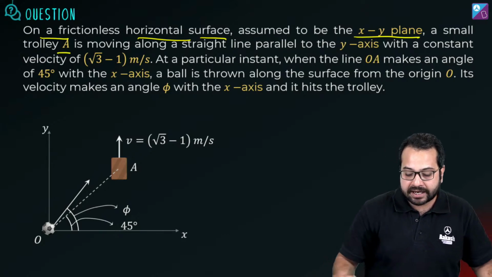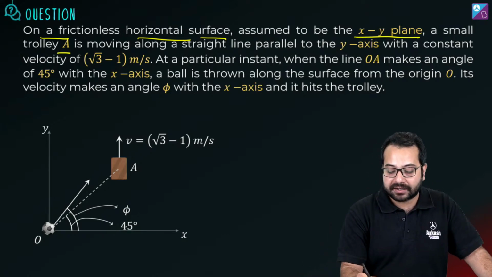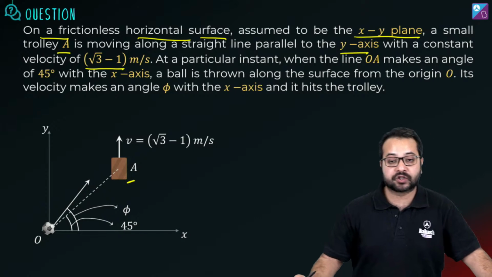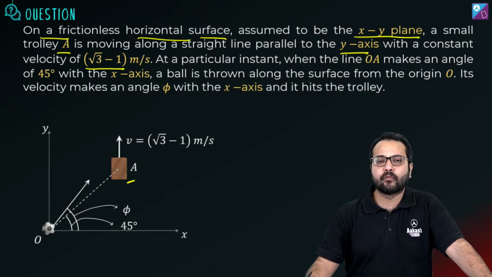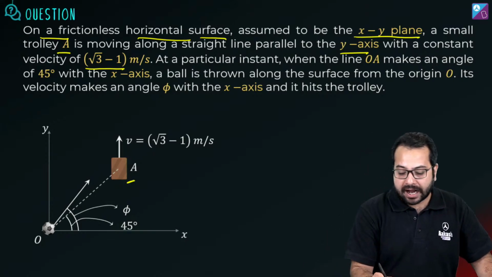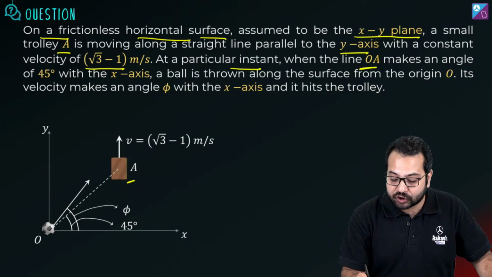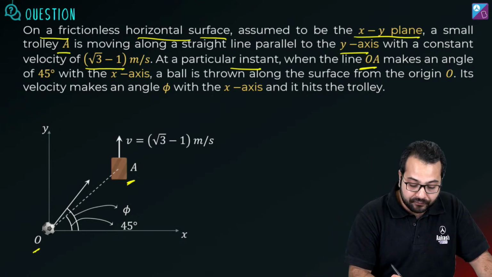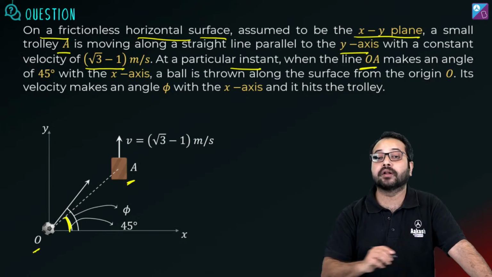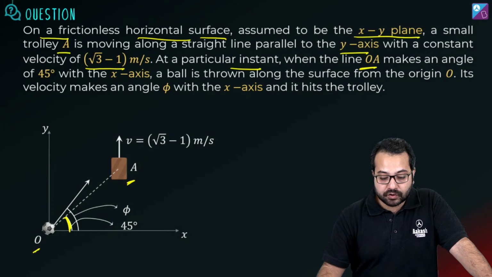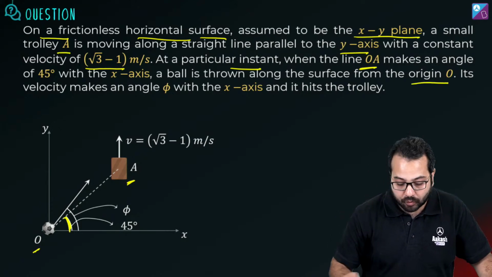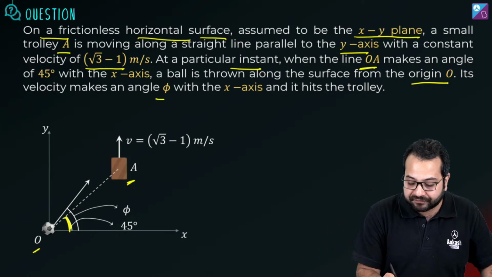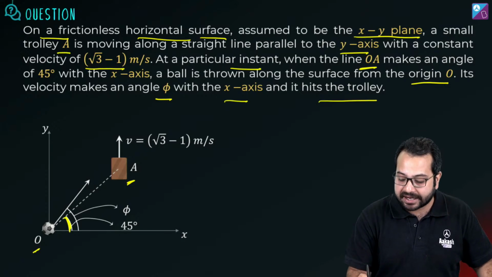A small trolley A is moving along a straight line parallel to the y-axis. You can see this small trolley. It is moving with a velocity of √3 minus 1 meter per second parallel to the y-axis. Now at a particular instant, when the line joining OA, this is O, this is A, makes an angle of 45 degrees with the x-axis, a ball is thrown along the surface from the origin O. Its velocity makes an angle phi with the x-axis and it hits the trolley.